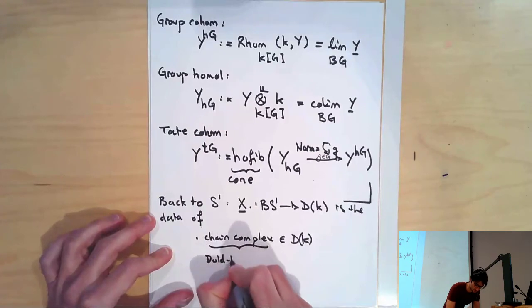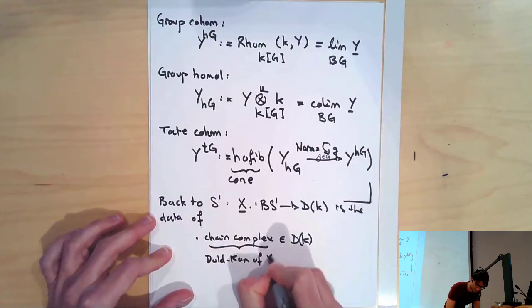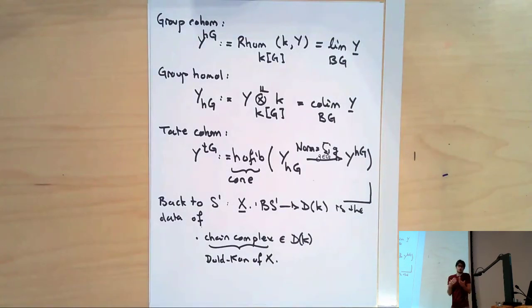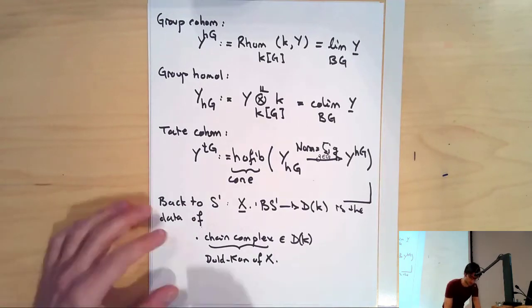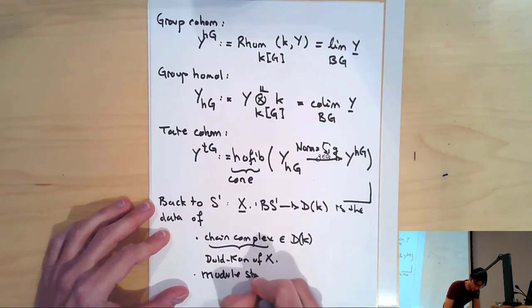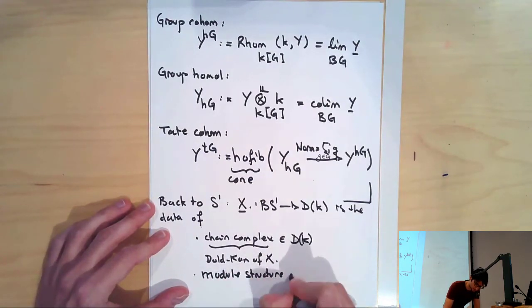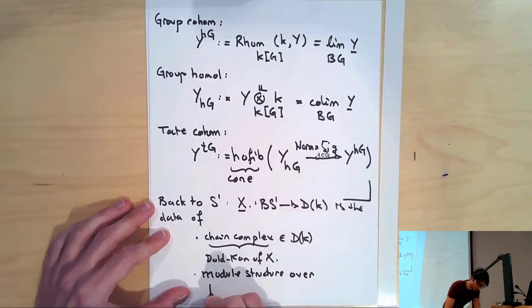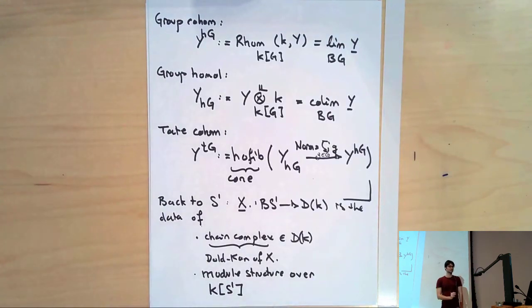I should say it's Dold-Kan of X dot. So I started with let's say a simplicial K module, and any simplicial K module gives me a chain complex. I can turn it into a chain complex via this Dold-Kan construction. And that will be the chain complex which is appearing here. What's more interesting is that it's equipped with some module structure over what? Well, my analogy with what we had before should be a module over Kg, that is to say Ks1. It's another one of these bizarre expressions.